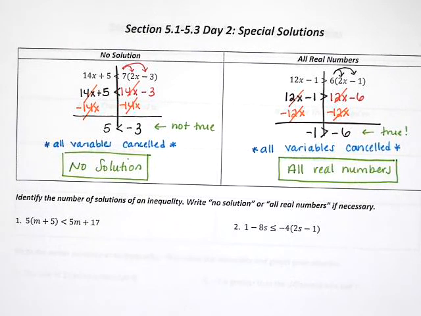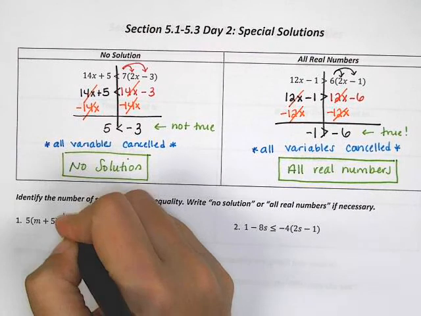So let's try some problems. For each of these problems, we're going to write the words no solution or all real numbers only if necessary. In problems that you can solve just like normal, you don't ever need to write those words in your final answer. So let's take a look at number 1.